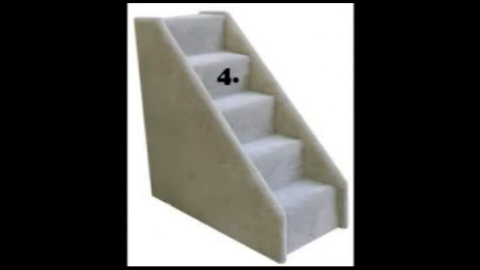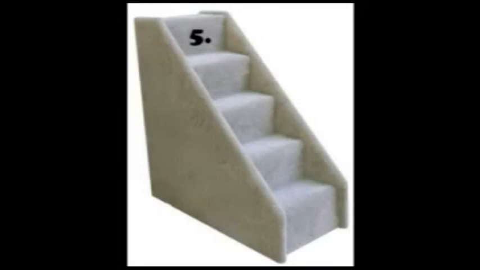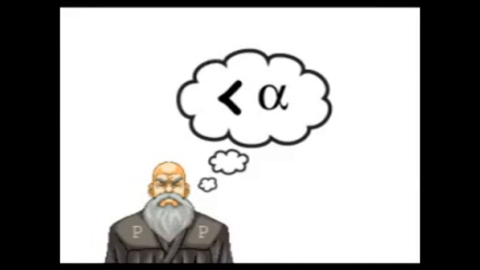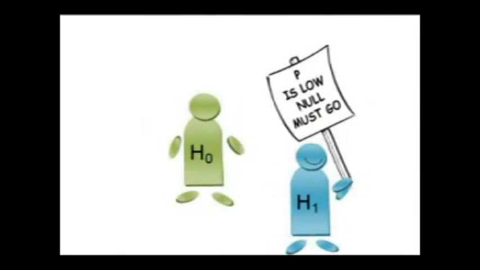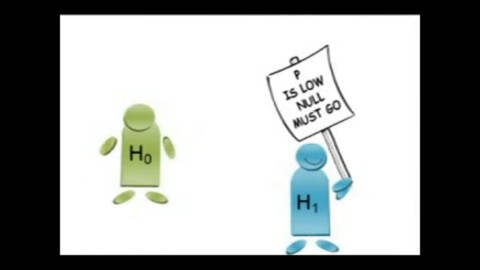Step 4. Calculate the p-value. This is almost always done by a computer package these days. Step 5. Use the p-value to decide whether to reject the null hypothesis. If the p-value is less than the alpha value you chose earlier, you will reject the null hypothesis. The sample has given you evidence that the null hypothesis is wrong.